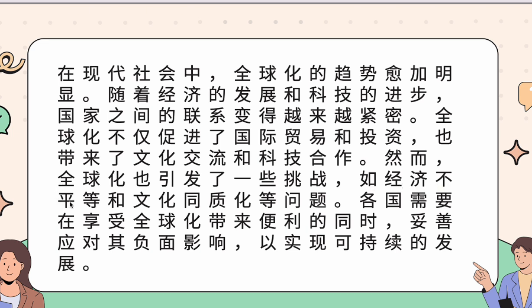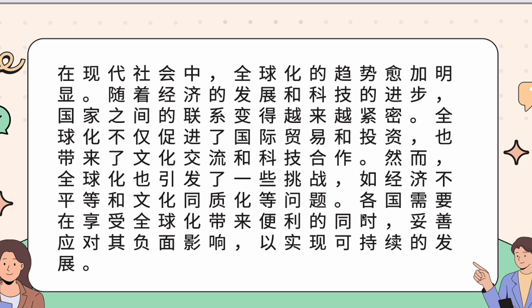然而, you see this 然而 is the same as 但是, however. 然而全球化, the globalization, 也引发, also caused 一些挑战, some challenges, 如, like 经济不平等, economic inequality. 平等 is equal, so not equal, not balanced. 和文化同质化, and the culture becoming the same. 等 here, we know 等 can mean wait, but here it means etc. 问题, like the issues, etc.